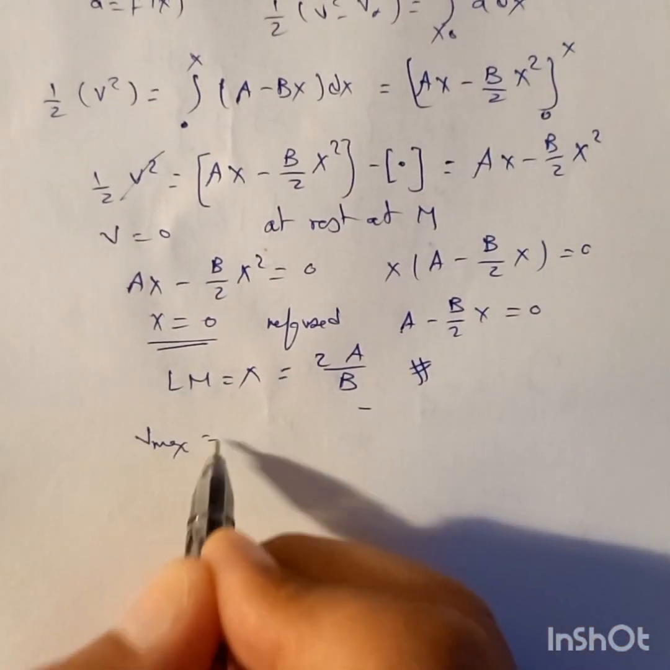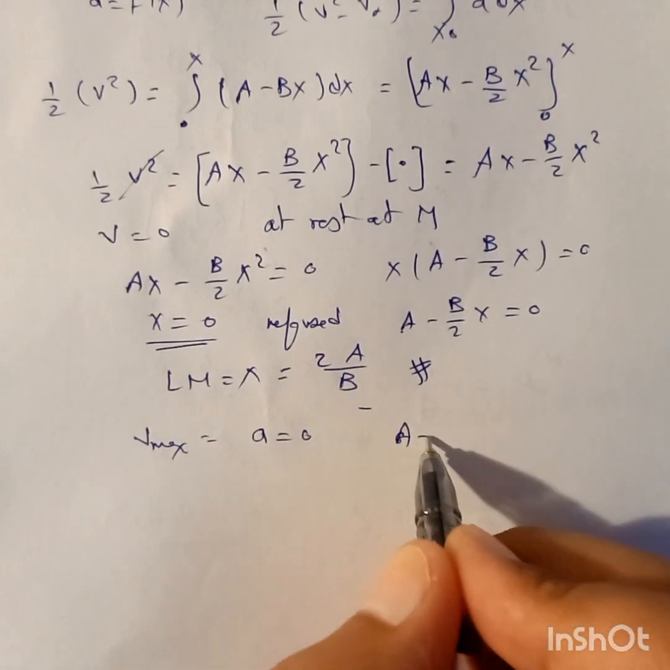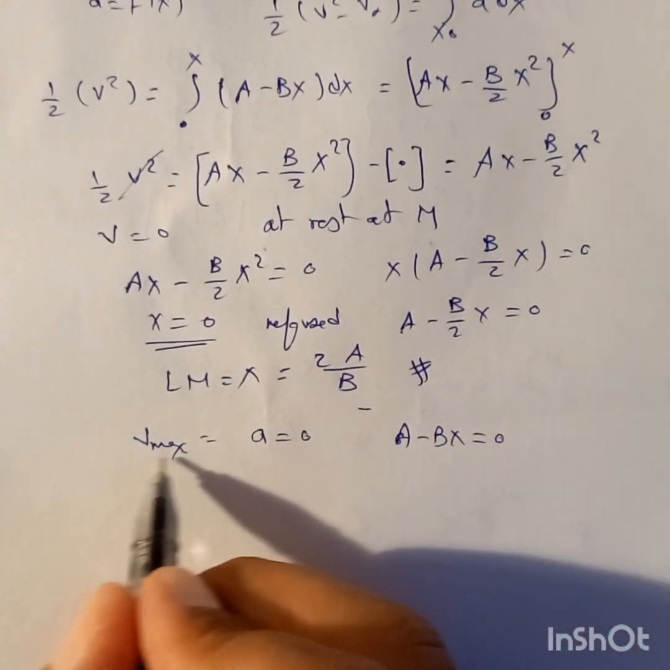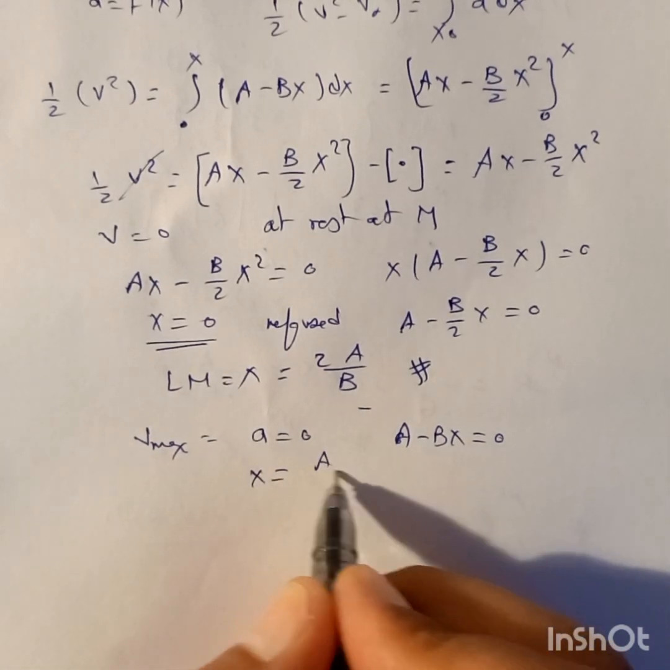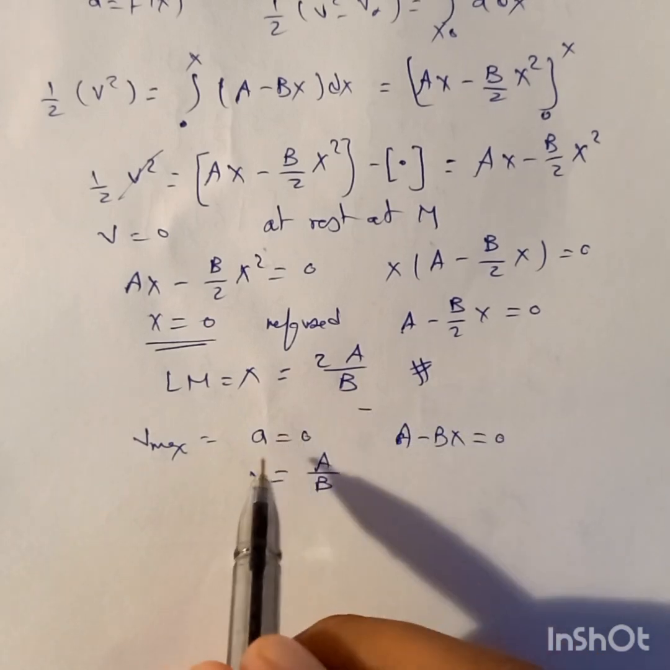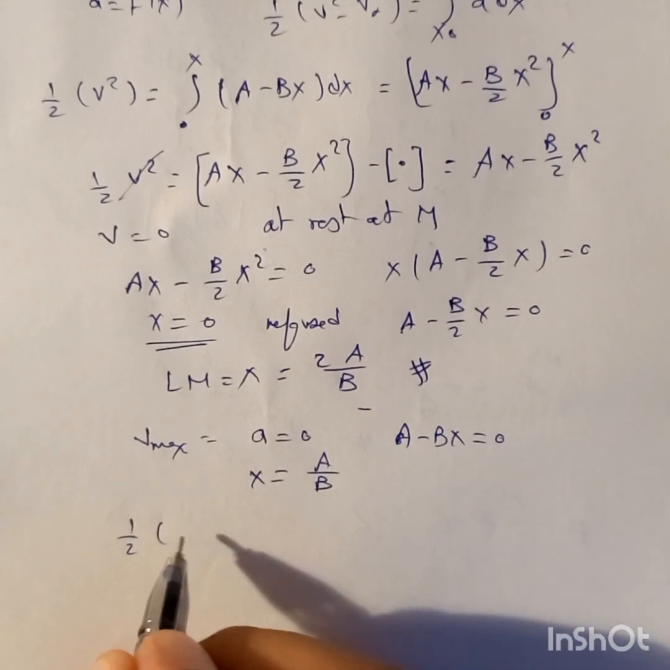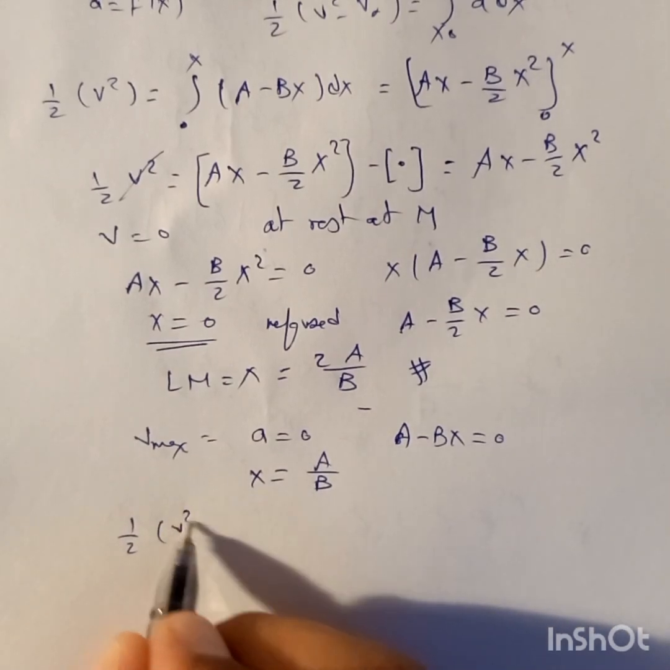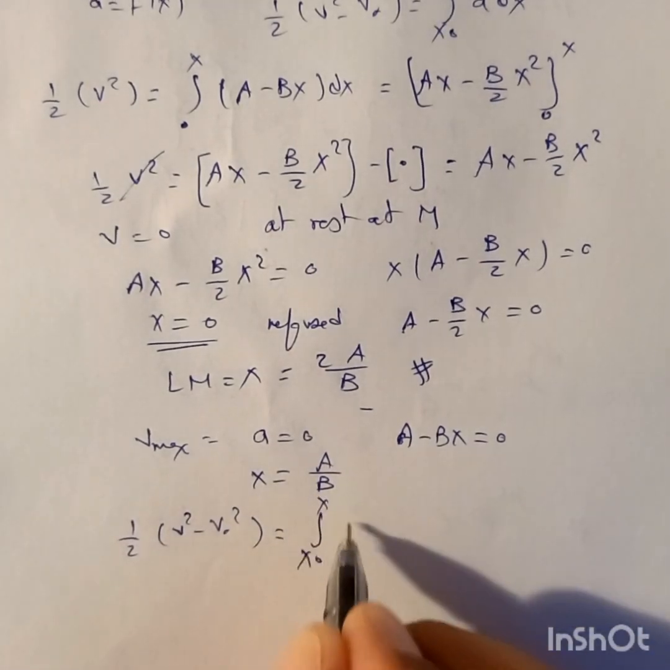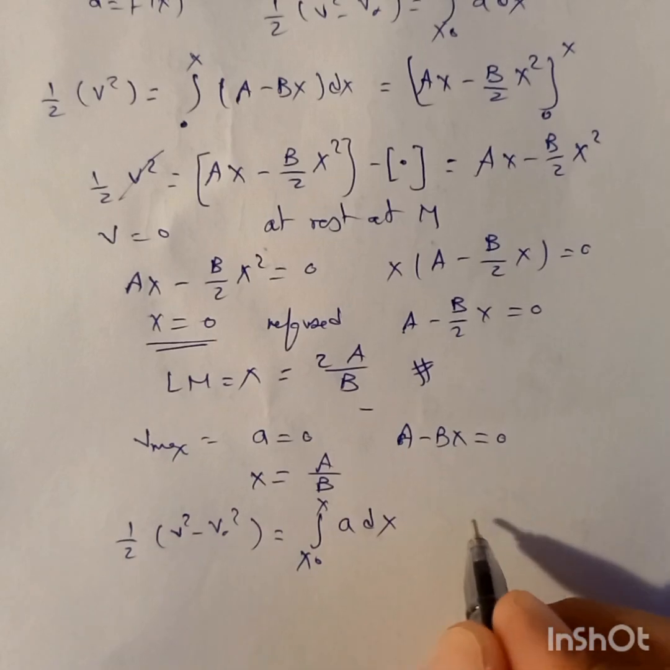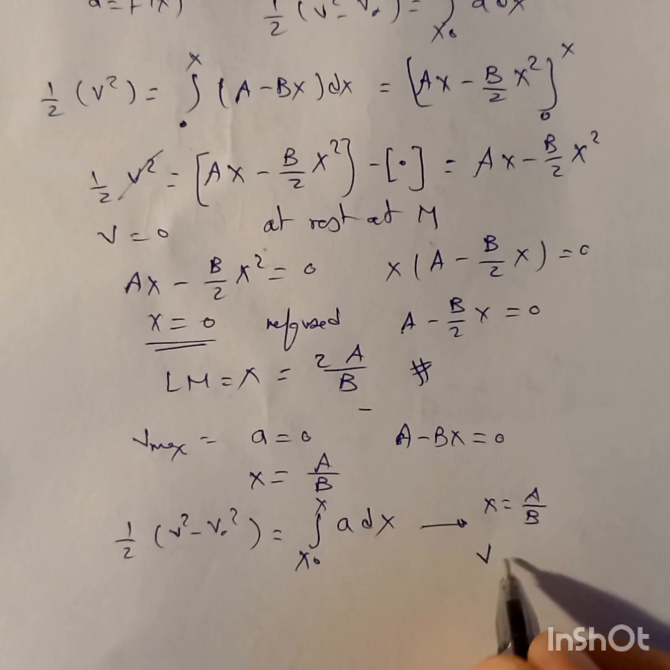Secondly, it's required to find v maximum. V maximum is when acceleration equals 0. Okay, then we have a minus bx equals 0. Then we will find x when displacement equals a over b. Okay, then as we have acceleration as a function of displacement, you can use this relation: half v squared minus v naught squared equals the integral from x naught to x of a dx. But here we have x equals a over b, and v is maximum.